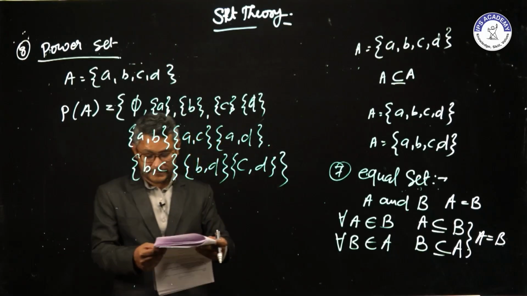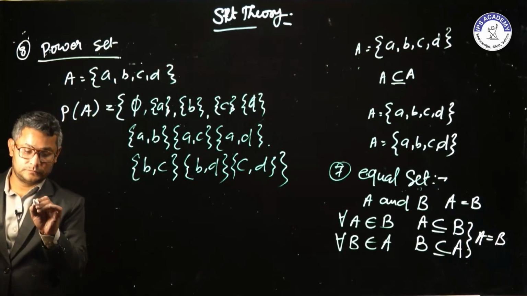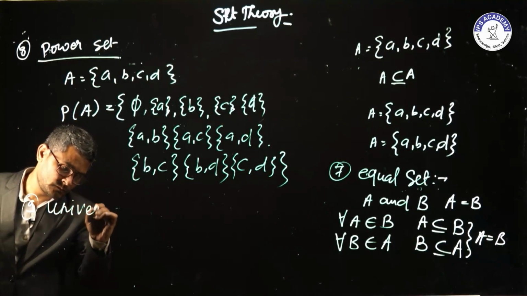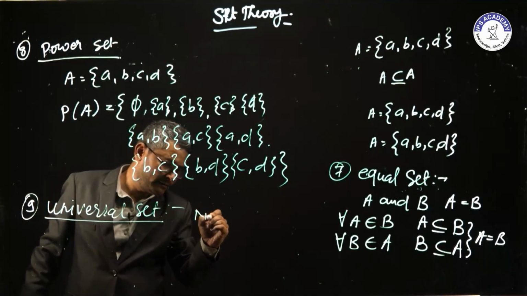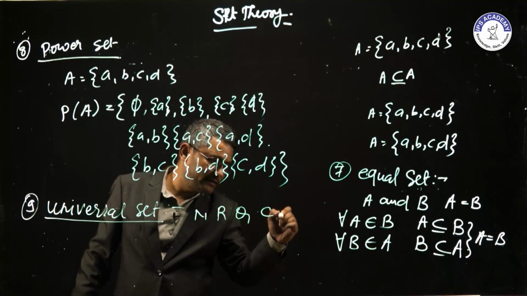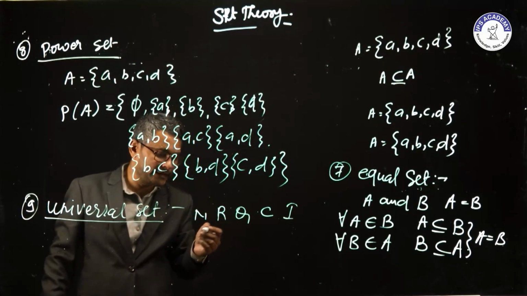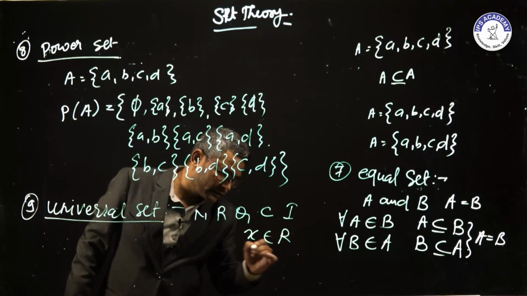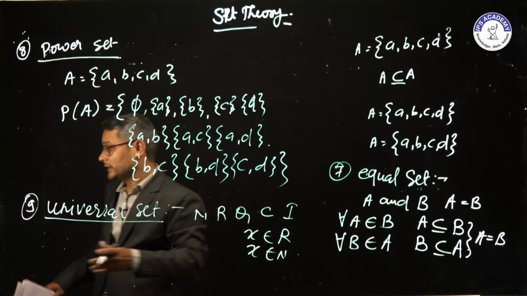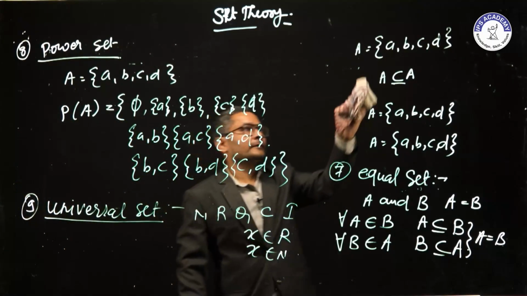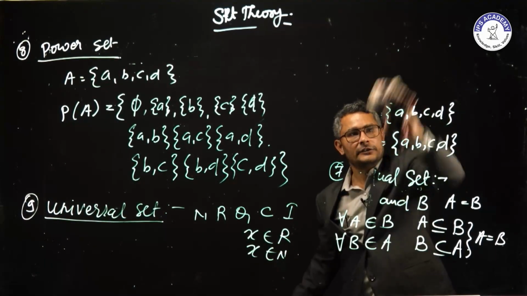Okay. Next thing is the universal set. Sets like N, R, Q, C are universal sets. Because whenever we write any set builder form, inside it we write X is an element of R, X is an element of N. But in our terms, when we are solving questions, the universal set is something different. Definitely these are universal sets.